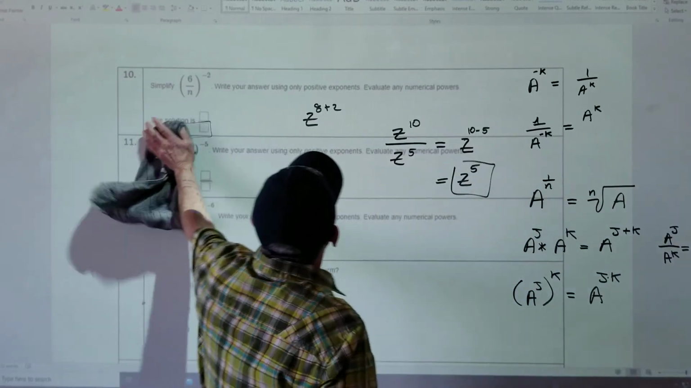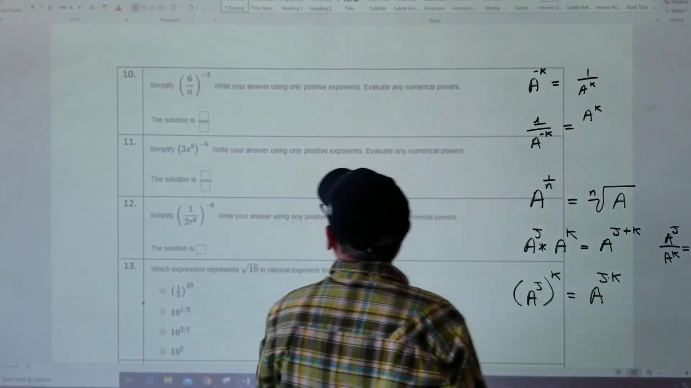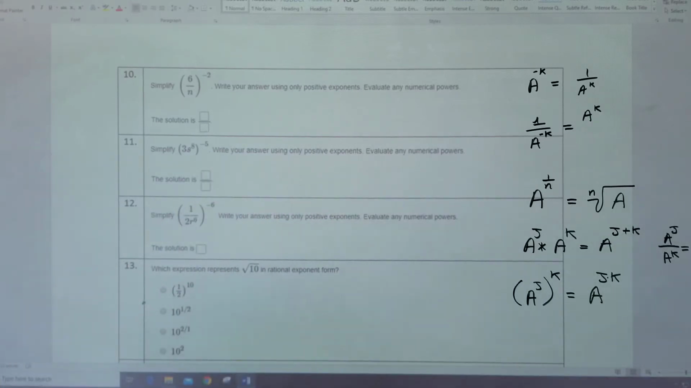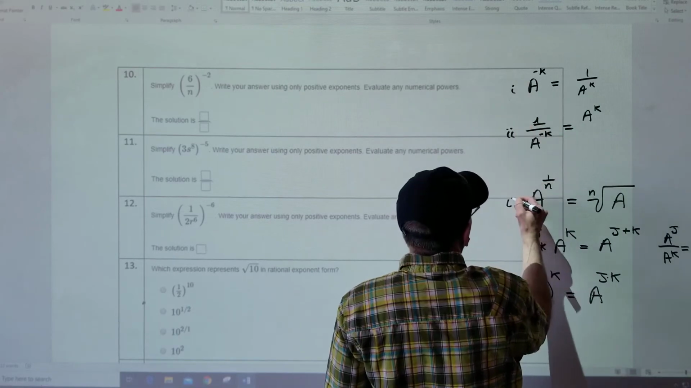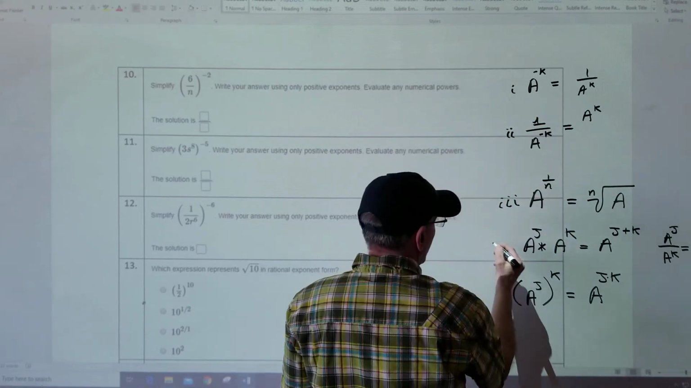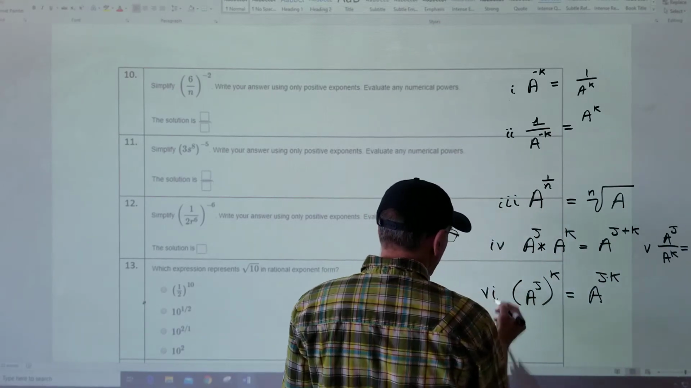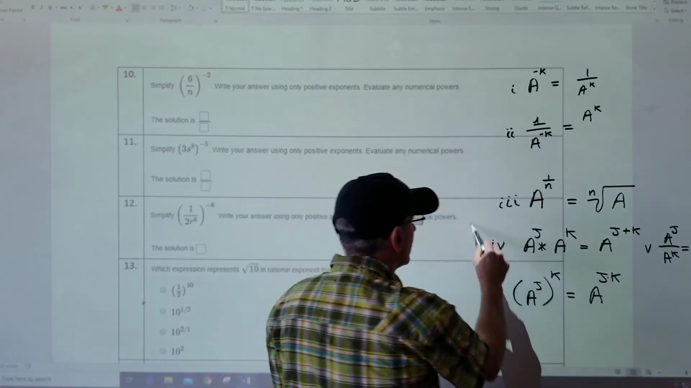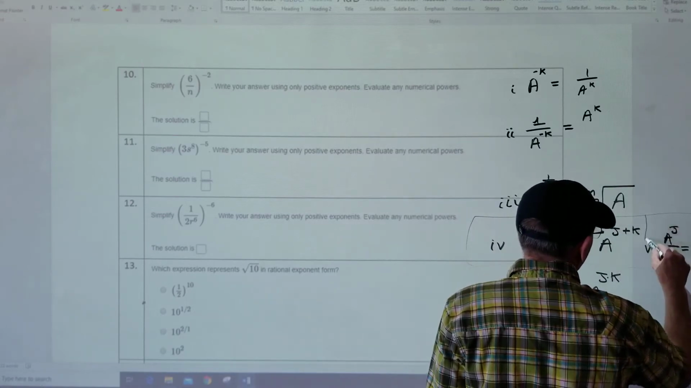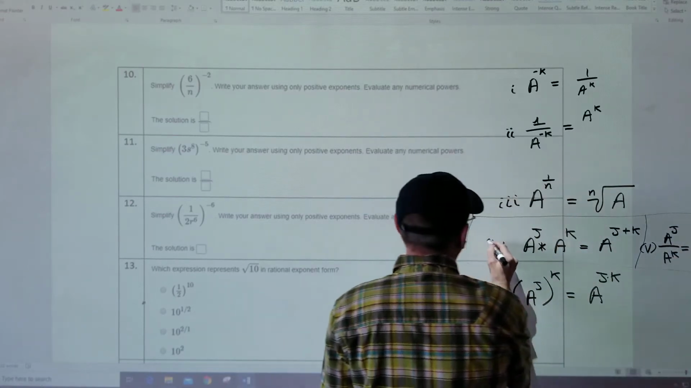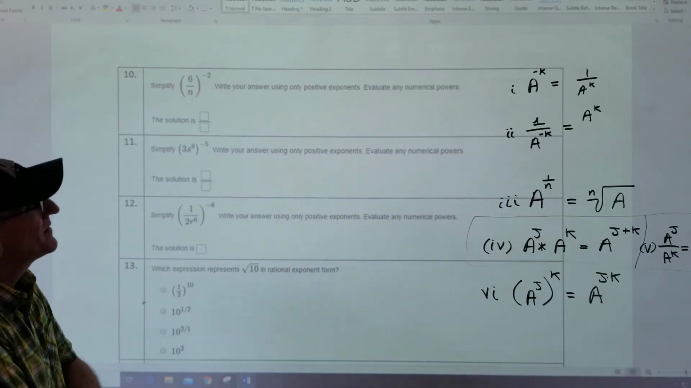Write your answer using only positive exponents. Well, are you tired of getting new properties? Because so far we have 1, 2, 3, 4, 5, 6 properties. These are written on the same line. Well, we need a new property. I'm sorry. I know, it's probably driving me crazy.